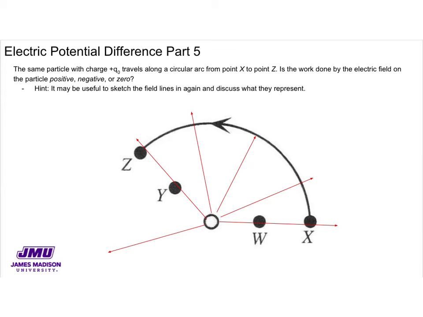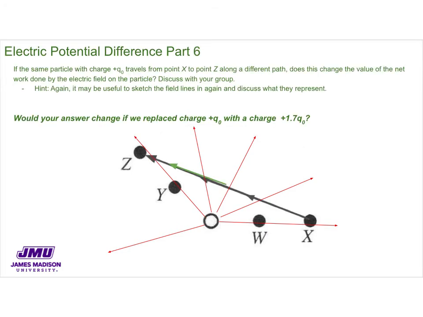So zero work is being done along this path by the field on the charge as it moves from point X to point Z. So this is the slide where we're sort of coming to a culmination of what all these things are supposed to mean. As a positive charge is moving from point X to point Z, we can see over here that the field will do some negative work on the charge.